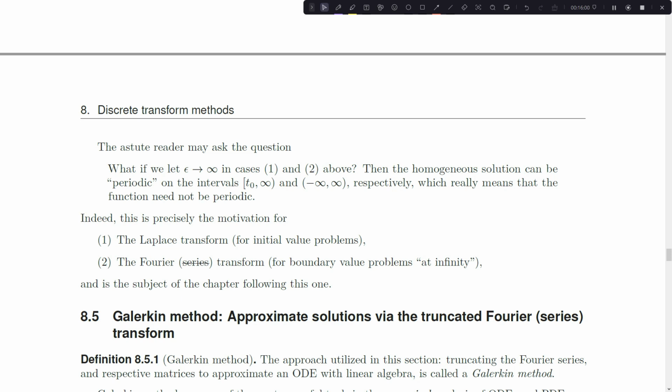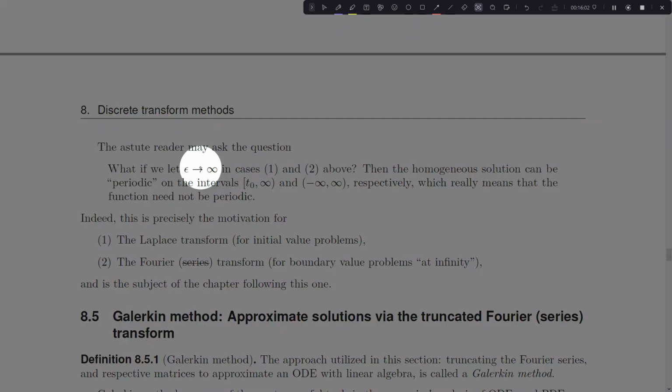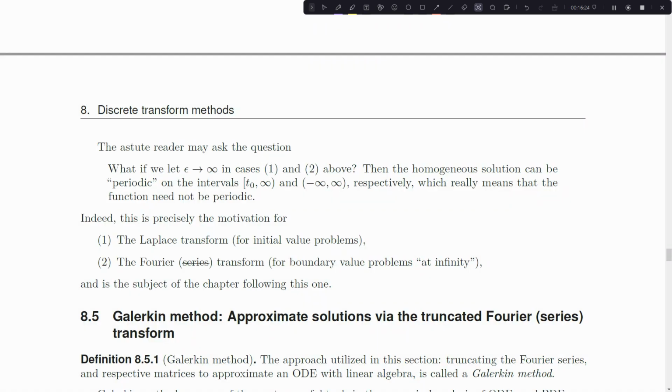And then there's this last notion of letting epsilon go to infinity in both of those cases, in which case I'm really working with a Fourier series over the intervals t0 to infinity, or minus infinity to plus infinity. And in these settings, periodicity is no longer important, because what does it mean to be periodic at infinity? Well, it's not really periodic, right? Being periodic over an infinite interval means that, sure, my function's allowed to repeat itself once I reach infinity, which is never going to happen.